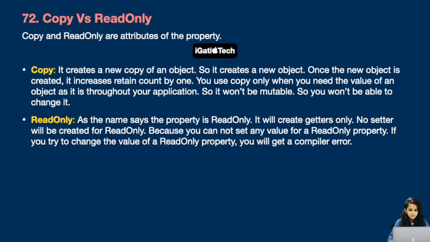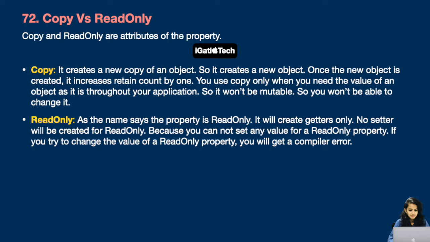Next, question number 72, copy versus read-only. Copy and read-only are attributes of property. This is a kind of question which you may face in an interview, by combining multiple properties. One is this copy versus read-only. Then you may face strong versus weak. Then you may face strong versus retain. That's why I have included these kinds of questions as well.